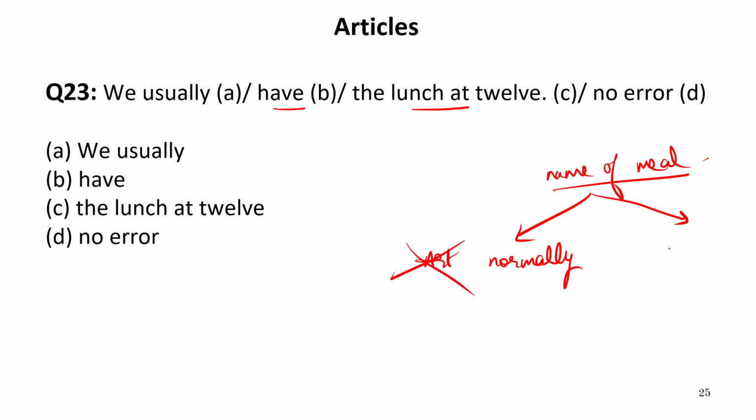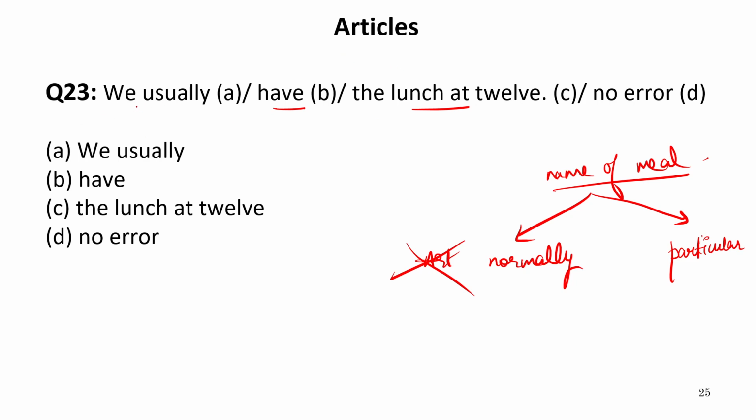But if this meal is made particular, for example, we say the dinner that I had yesterday, it means I'm talking about only that dinner which I had yesterday. I'm not talking about the usual dinner that I have. In fact, I'm talking only about that particular dinner that I took yesterday. So whenever we talk about usual meals, we do not use any article before it.